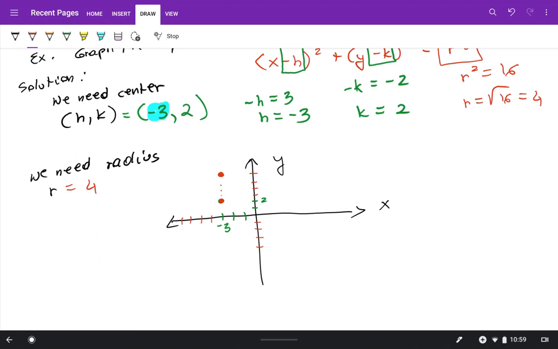Now from the center, I'm going 4 units to the left. 1, 2, 3, 4. From the center, I'm just going across. I'm going 4 units to the right. So it will be 1, 2, 3, 4 right here when x is equal to 1. And from the center, I'm going 4 units down. So 2, 3, 4, somewhere here. And then I will just draw the circle.